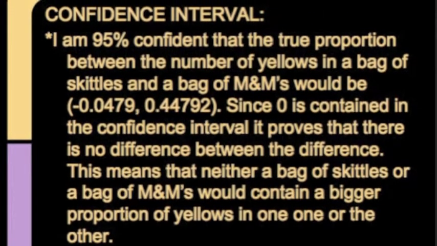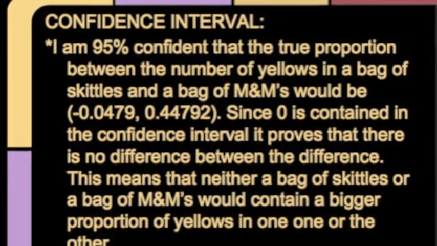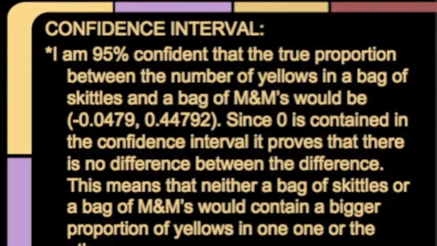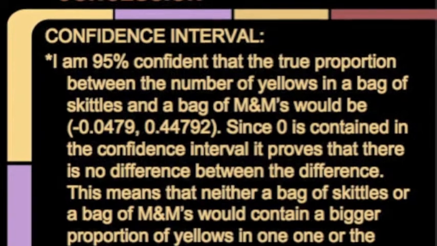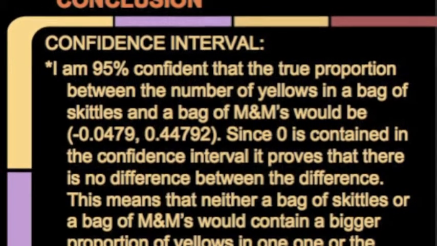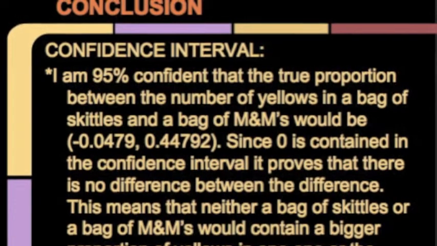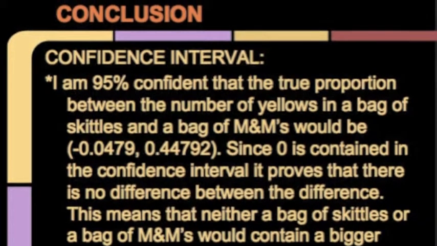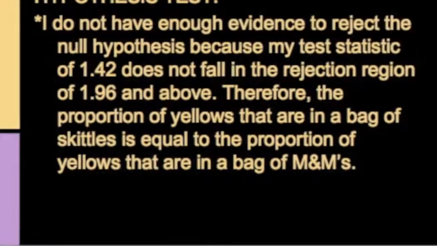After this, you'll make a graph of your z-scores and label your point on there. I am 95% confident that the true difference in proportion of yellows between a bag of Skittles and a bag of M&Ms is between -4% and 44%. Since 0 is contained in the confidence interval, there is no difference. This means that neither a bag of Skittles nor a bag of M&Ms would contain a bigger proportion of yellows than the other.